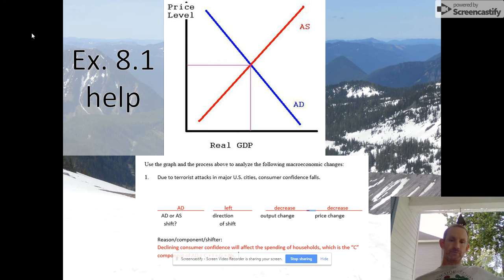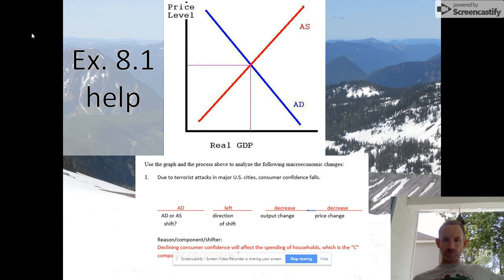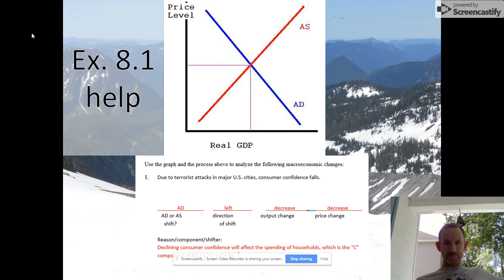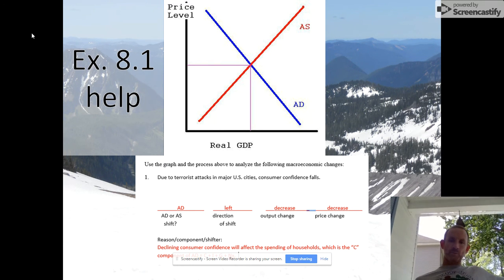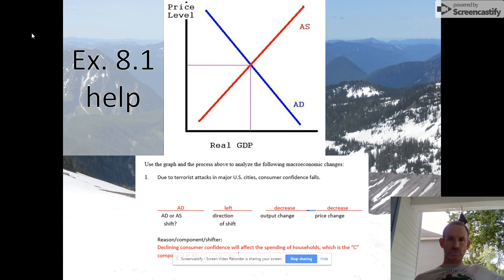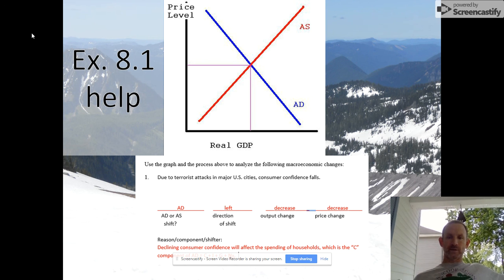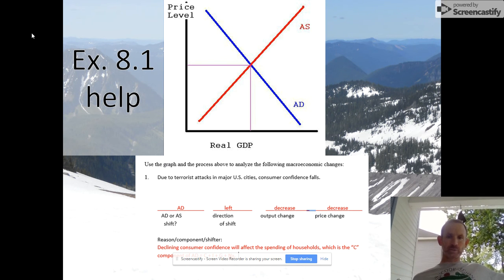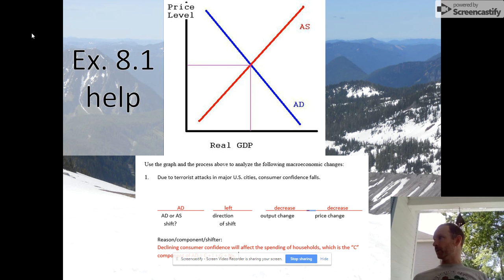Remember, that's one of the things that affects C, consumer spending, which is a component of aggregate demand. So the direction of shift is going to be left. Aggregate demand would fall. If you were to draw this on the graph, you'd see that would cause output or real GDP to decrease and the average price level also to decrease. My explanation for that is down at the bottom. That's how you do exercise 8.1. I hope that helps.